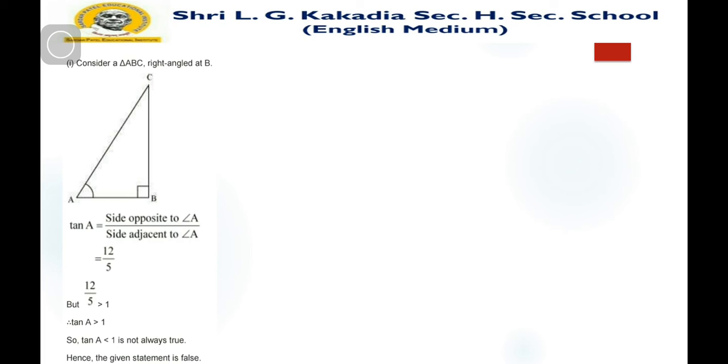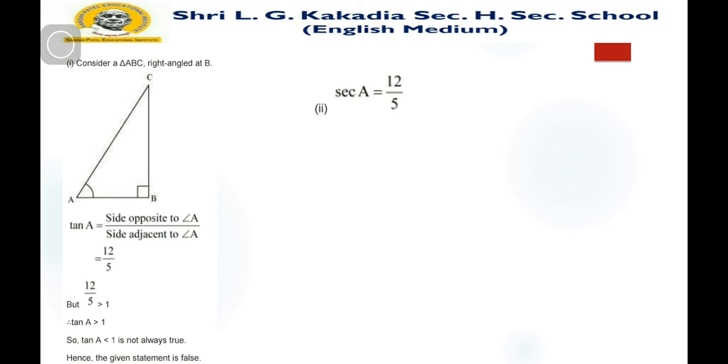First, consider triangle ABC, right angle at B. So tan A is equal to the side opposite to angle A over the side adjacent to angle A. So here, 12 upon 5. So you can find 12 upon 5 is greater than 1. So tan A is greater than 1. So tan A less than 1 is not always true. Hence the given statement is false.